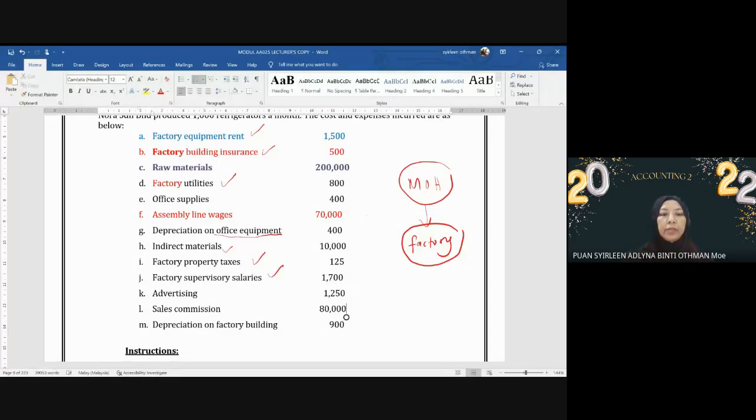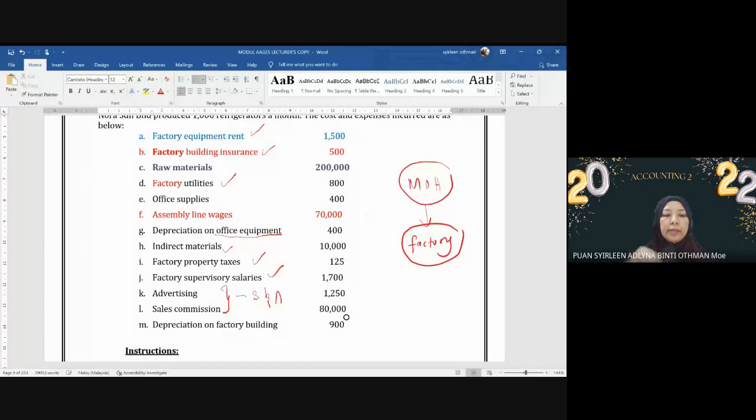Alright, and then you have advertisement, advertising, sales commission. These two kalau you tengok tak ada kaitan dengan produk. That means dia tidak ada kaitan dengan manufacturing. So these are the expenses yang you akan bayar selepas produk dah siap. That means in the process of selling the product, kita akan bayar untuk iklan, kita bayar commission untuk sales. So dua ni memang tak ada kena-mengena. So yang ni dia akan pergi dekat sales and admin.